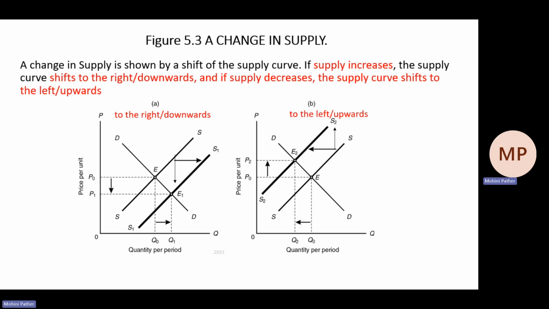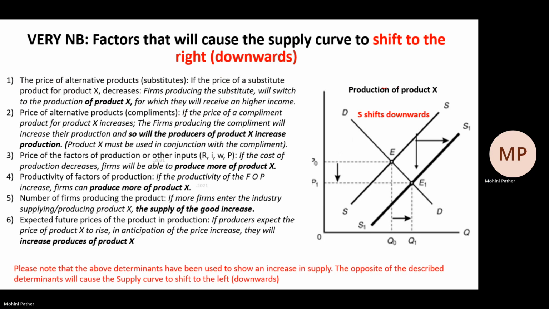Okay, now we're going to look at the change in supply. If the supply increases, the supply shifts right and downwards. If the supply decreases, it shifts left and upwards. Again, here are the factors that cause the supply curve to shift right and downward.